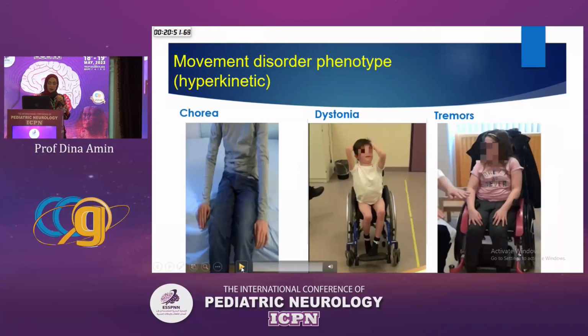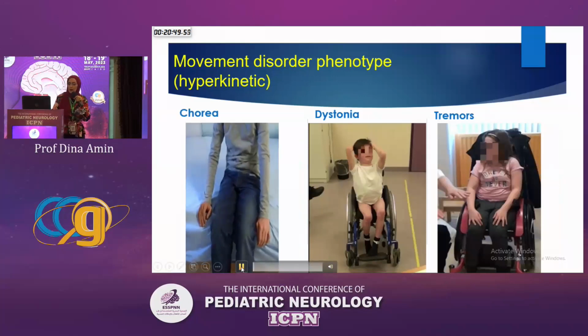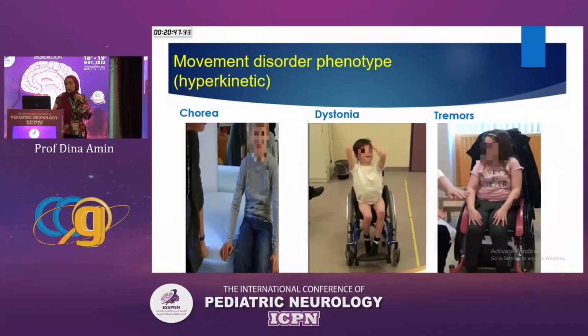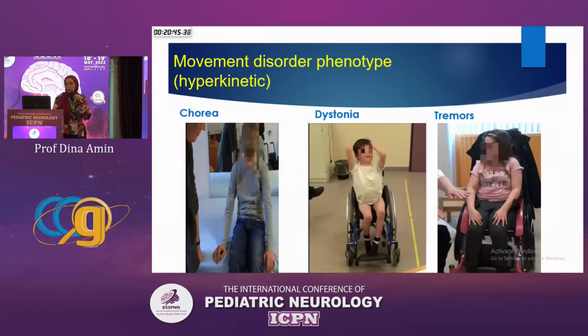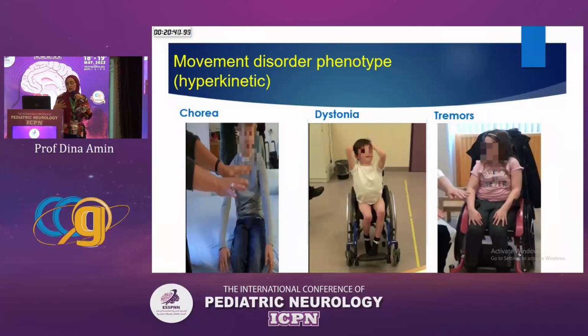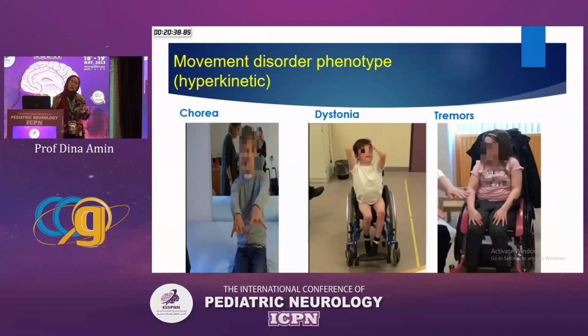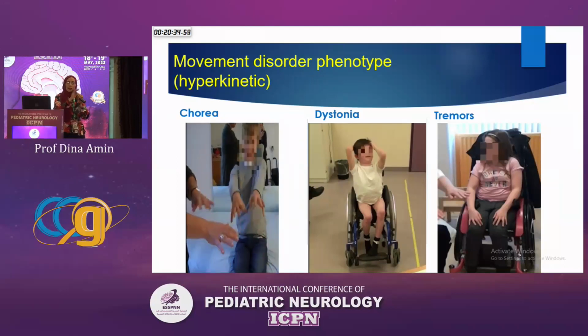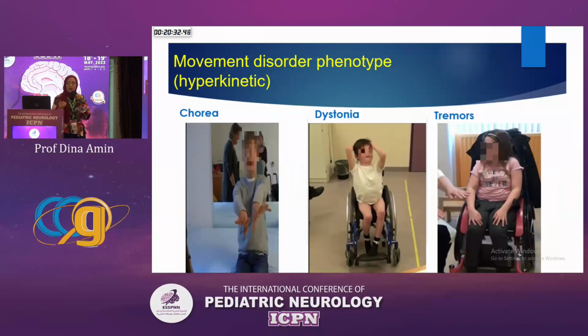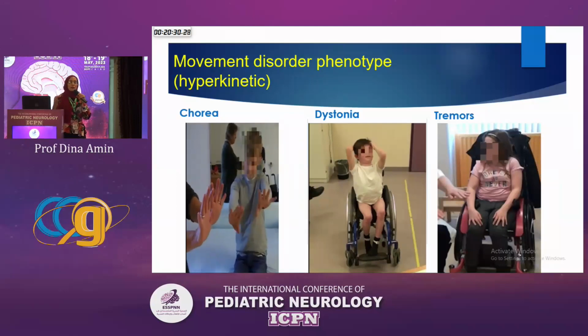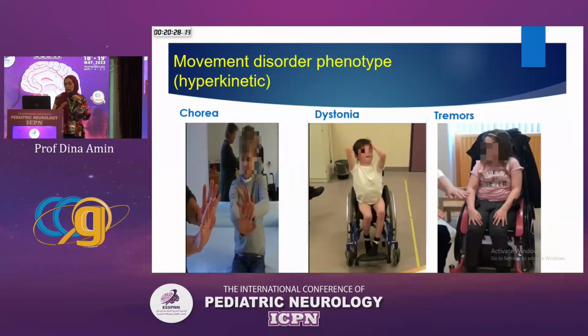Next will be chorea, which consists of brief, continuous involuntary movements. Since it is continuous, it gives the child a restless appearance. One of the diagnostic clues is that when you ask the child to do some goal-directed movement, it can get even worse. And sometimes it affects the gait, where you see children having a swaying or dancing-like gait.